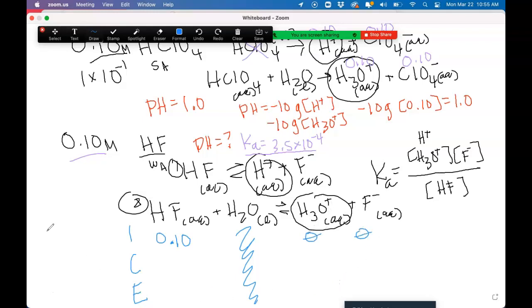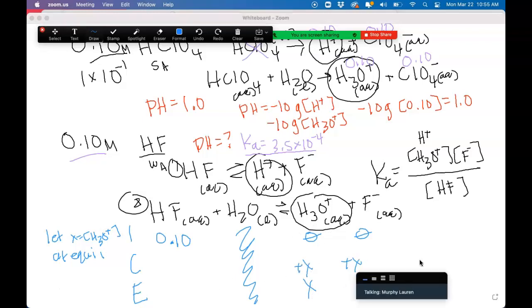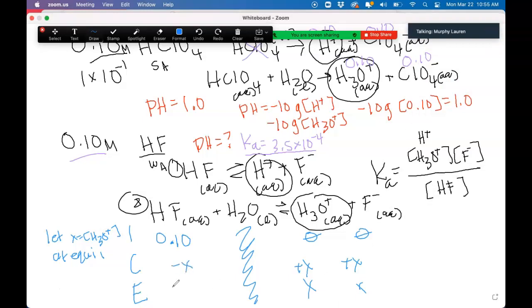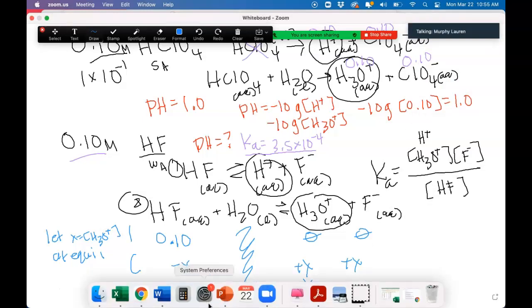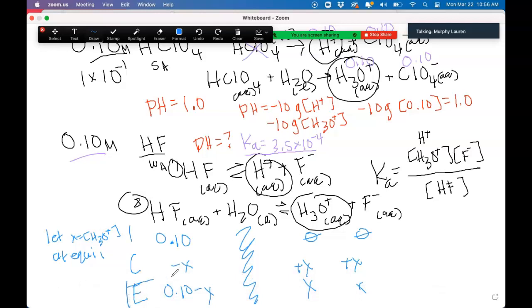And then now what do we do? We let X equal the concentration of H3O plus, or you could have picked F minus, at equilibrium. So this is plus X. And what's nice about this one is everything is a 1-to-1 ratio, right? So minus X, 0.10 minus X. And then you take your equilibrium values, and you plug them into your equilibrium expression.